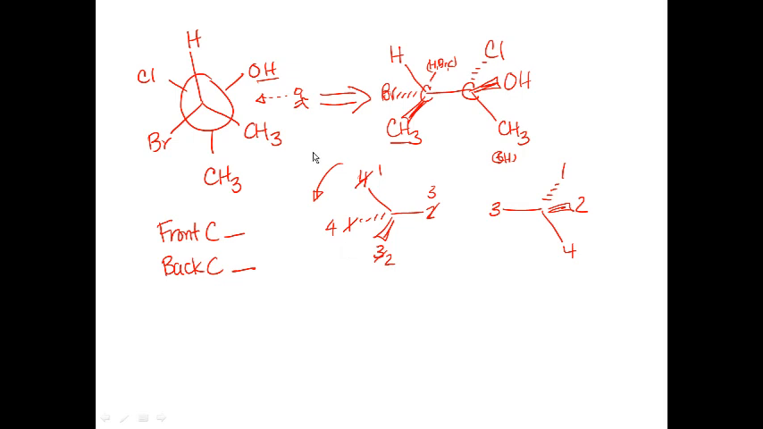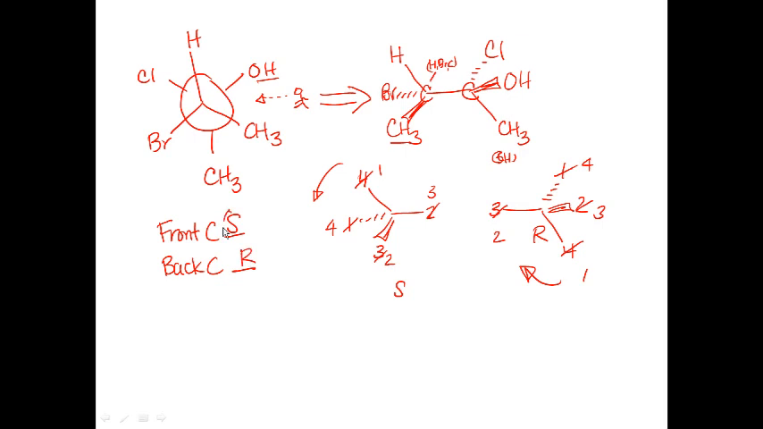So the left carbon, that was the front carbon, is S in its configuration. Over here, the 4th priority group is not away from me. So I'll switch 1 and 4. I'll switch 2 and 3. Now going from 1 to 2 to 3 is clockwise. So the right carbon, which was the back carbon in this, is now R.